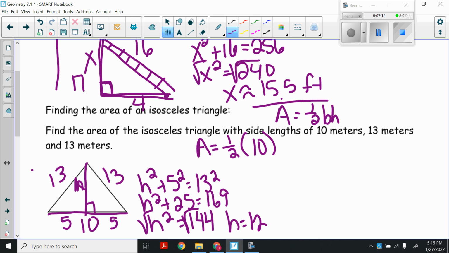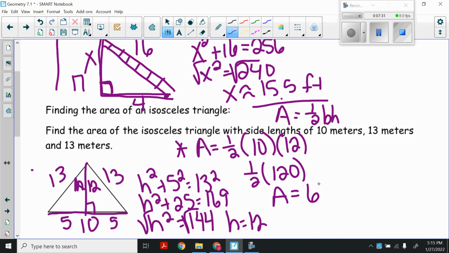So now I'm coming back up here to my area formula, and I'm going to plug 12 in. So 1/2 the base. The base of the entire triangle is 10. The height of the entire triangle we just found to be 12. So multiply this together. 1/2 of 10 times 12 is 120. 1/2 of 120 is 60. My units were meters. I found area, so I have to square those. So the area of this isosceles triangle is 60 square meters.